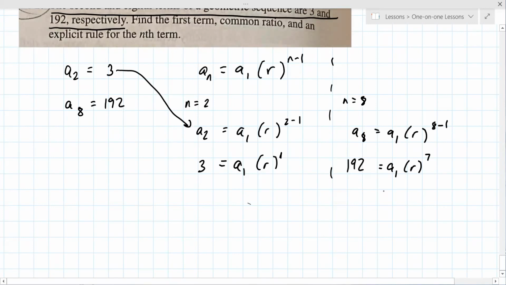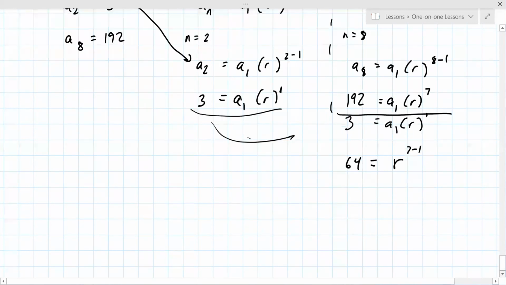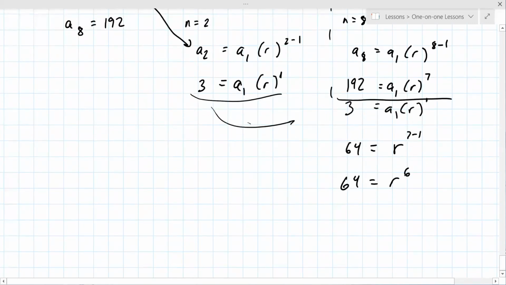Now, some instructors teach substitution here. What I recommend is you write the bigger number over the smaller number. So we're just going to take this equation, move it over here: 3 equals a_1 r to the 1, and we're going to divide. So this is 64 equals a_1 divided by a_1 goes away, r to the 7 minus 1, because when you have the same bases, you subtract the exponents. You get 64 equals r to the 6th, so r equals 2, or negative 2, actually.